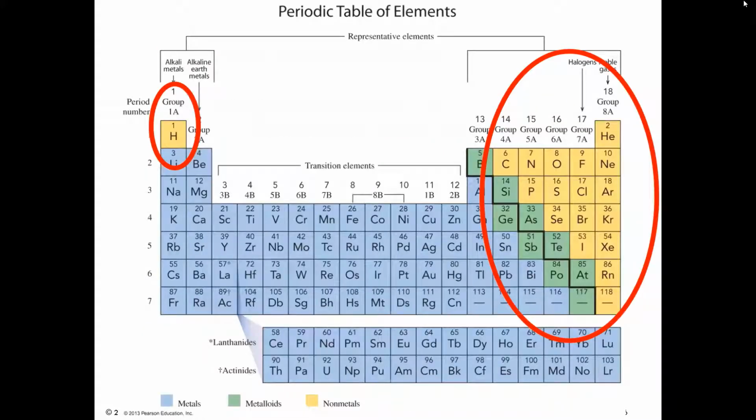So again, covalent bonding only occurs with our elements that are to the right of the step, and those are going to be our nonmetals that are in yellow. And the only one that's to the left of the step is hydrogen.